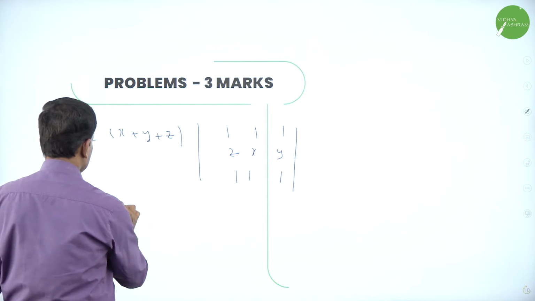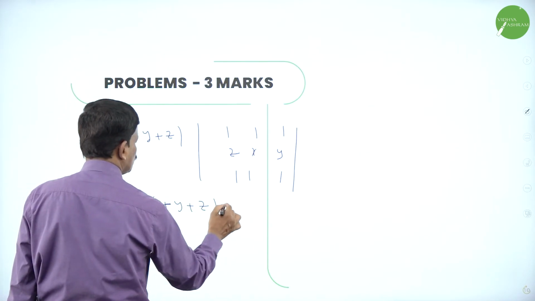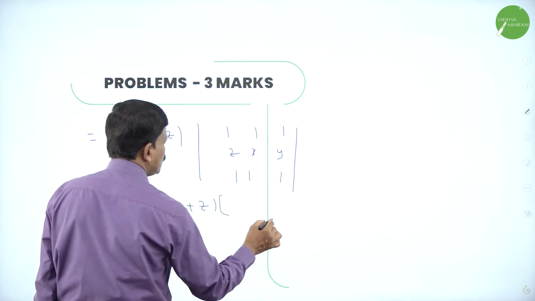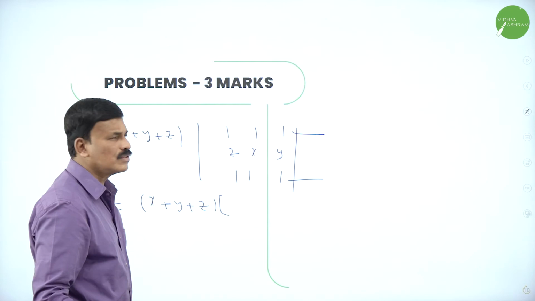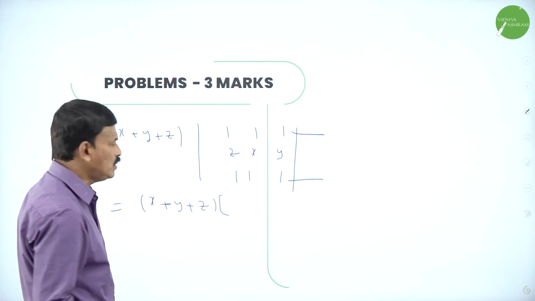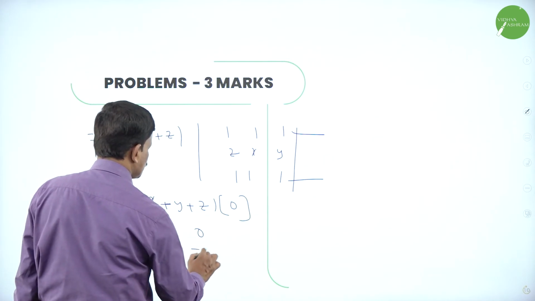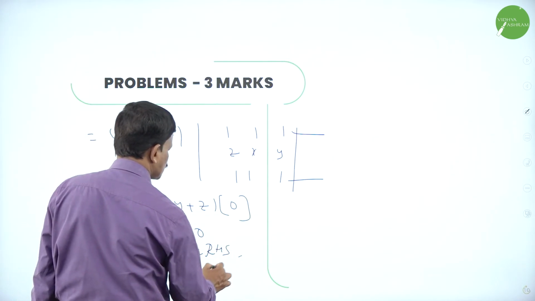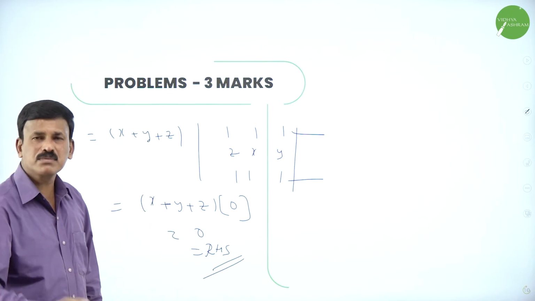So this is equal to x plus y plus z into the determinant. According to the property, if two rows or two columns are the same, see here, first row and third row are the same, therefore the value of this determinant is equal to 0. 0 into any number is equal to 0, hence proved. That's it. Okay, let me check. I will explain once again.